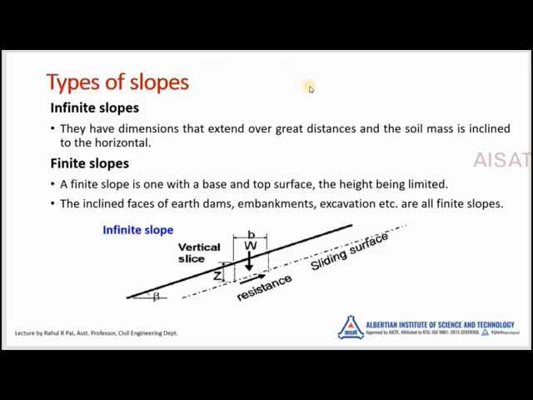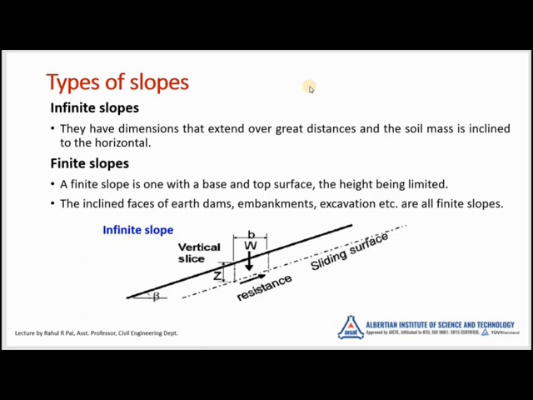Now let us move on to the types of slopes. There are two types of slopes: infinite slopes and finite slopes. I told you there are natural slopes as well as man-made slopes. Whatever natural slopes we see can be either infinite or finite slopes. An infinite slope extends over a long distance in the soil mass, and it is always inclined to the horizontal. So that is an infinite slope.